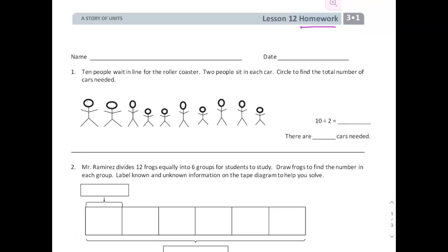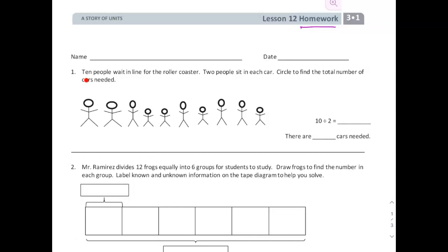So what we're doing here is we are using division. We are going to model division where we have an unknown that represents the number of objects in each group. And we're also going to model division where the unknown represents the number of groups we have. So we're going to be finding the unknown size of the group and the unknown number of groups.